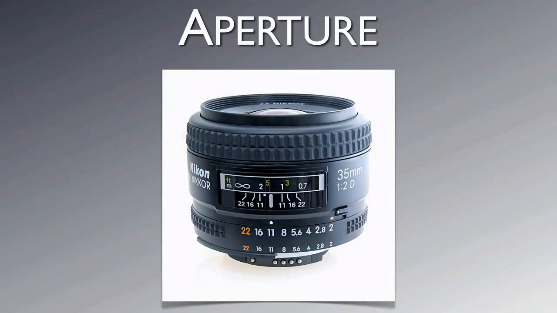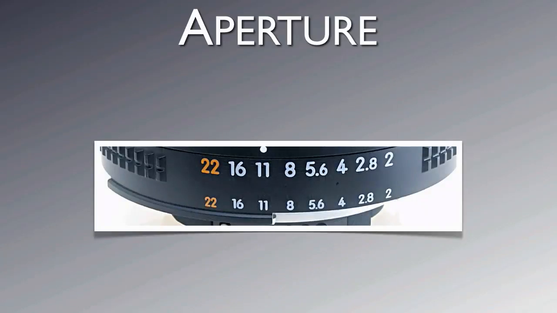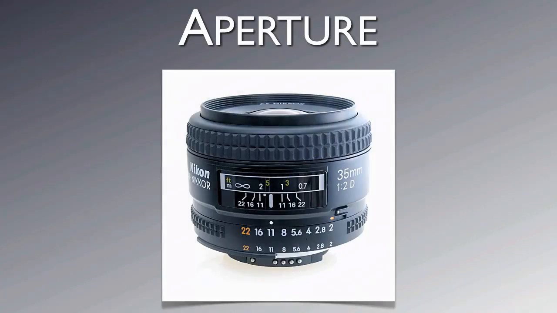Here is where it becomes tricky. When you look at f-stop numbers, they don't seem to go on a regular progression. For example, on a typical camera lens, you will see f-stop numbers in this sequence: 2.8, 4, 5.6, 8, 11, 16, 22. You can go to any camera store or look at this picture of a Nikon lens and you will see those funny numbers over and over again.